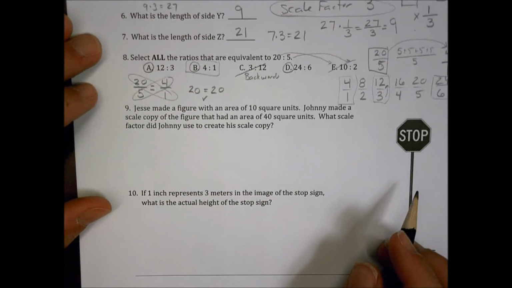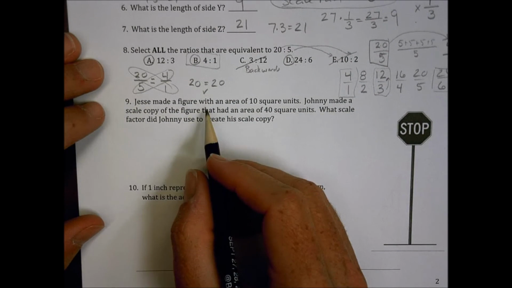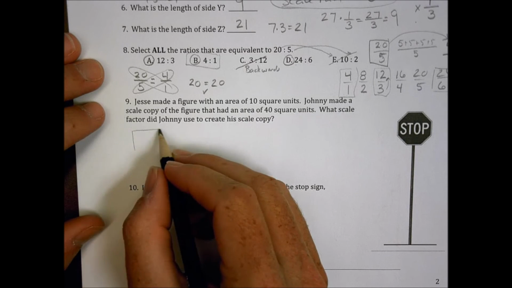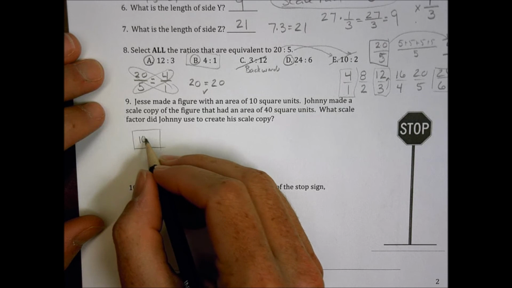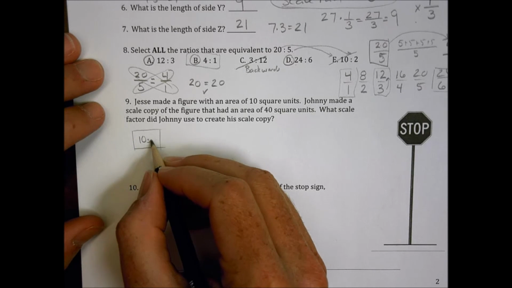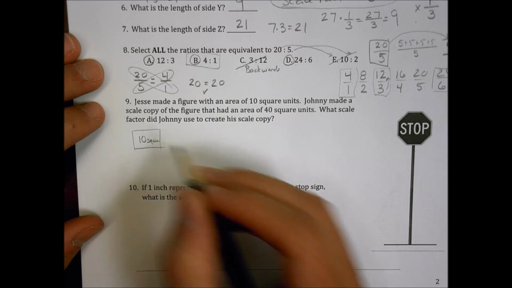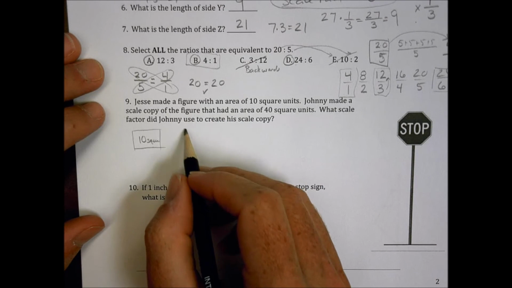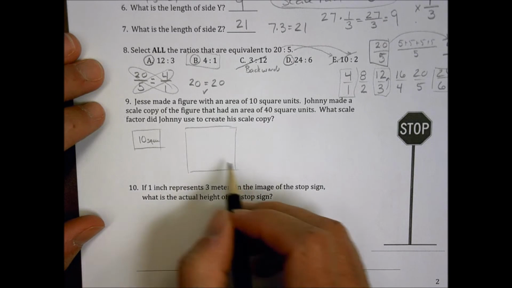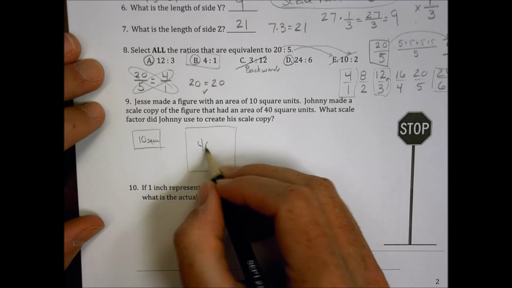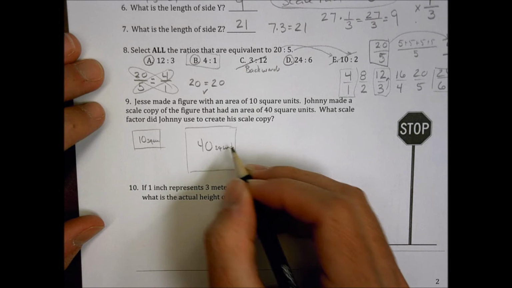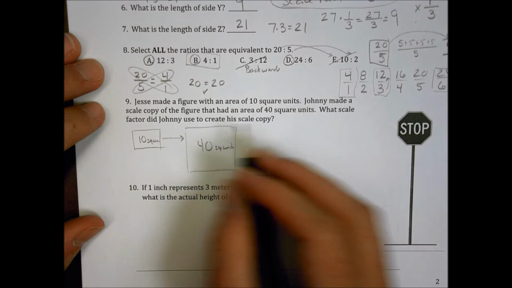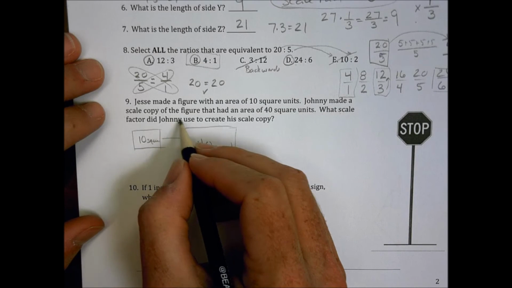Number 9. Jesse made a figure with an area of 10 square units. So they make some kind of shape, and the shape has an area of 10 square units. Johnny made a scale copy of the figure that had an area of 40 square units. Alright, so we know we're going from a smaller object to a larger object. It says, what scale factor did Johnny use to create his scale copy?